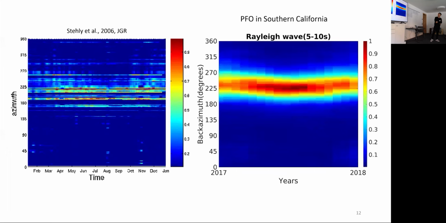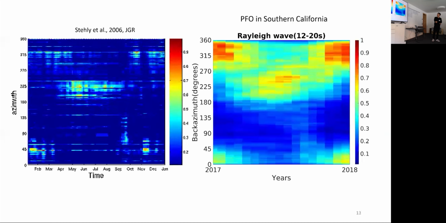So the left figure is from another method, and the right figure is from a single-point measurement. We can find it mainly comes from 225 degrees, and it is consistent. And if we look at the longer period, the winter noise also mainly comes from the north part of the Atlantic and Pacific Ocean, and in the summer it mainly comes from the west direction of the Pacific Ocean. It is perpendicular to the coastline in the Southern California region.